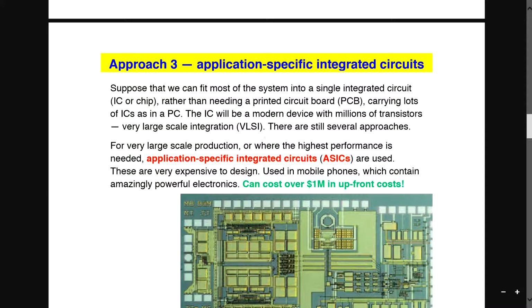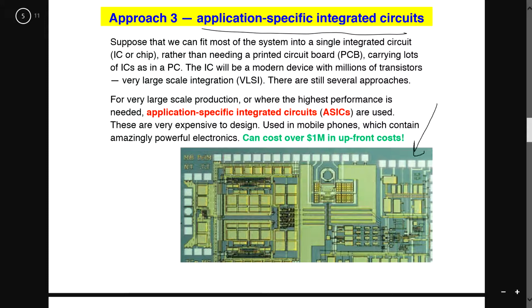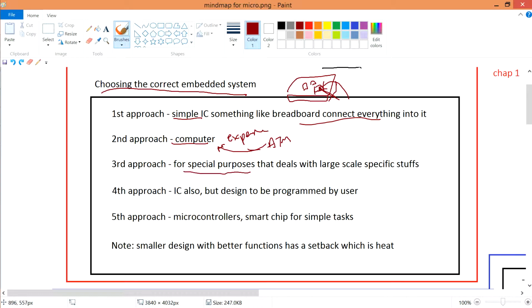Alright, approach 3 is application specific IC, integrated circuits. Alright, then this IC is no ordinary breadboard or simple IC circuit. It's something that is really very complex, and therefore this is only specific, application specific IC. Okay, therefore it's for special purposes that deal with large scale specific stuff.